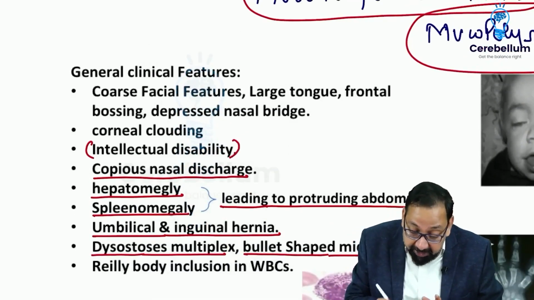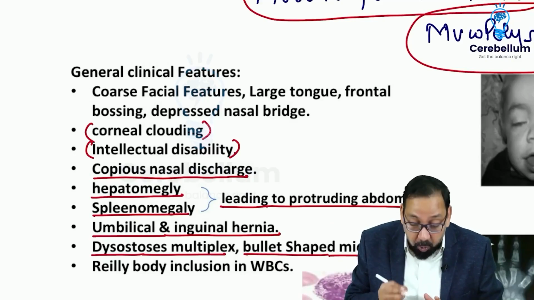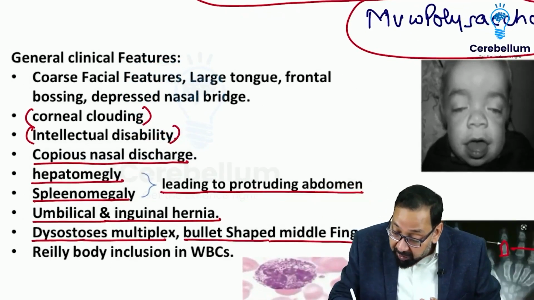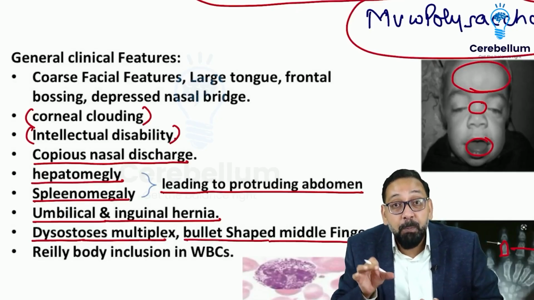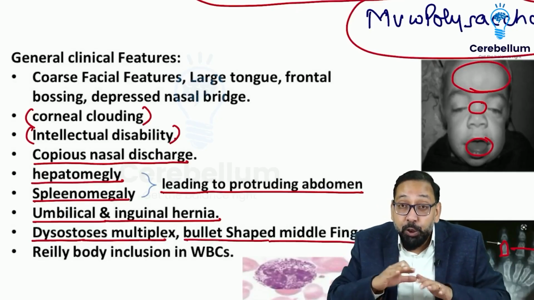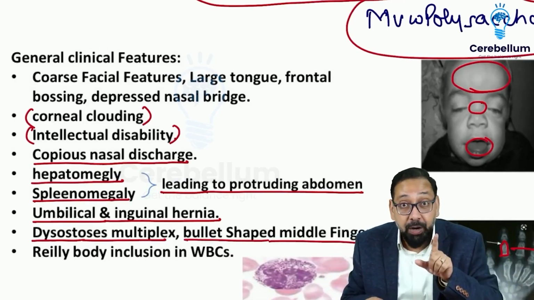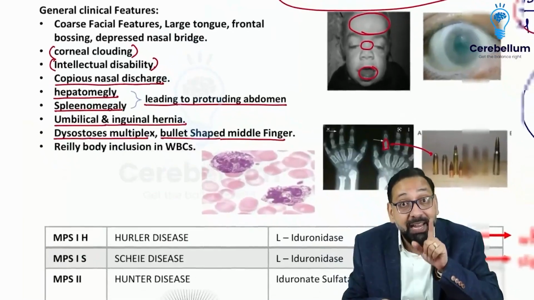They will deposit in the brain, causing intellectual disability; in the cornea, corneal clouding; coarse facial features, depressed nasal bridge, large tongue, frontal bossing. These are features of mucopolysaccharidosis. You will find a long clinical scenario. Don't be afraid of the clinical scenario. They will give you the catching point.